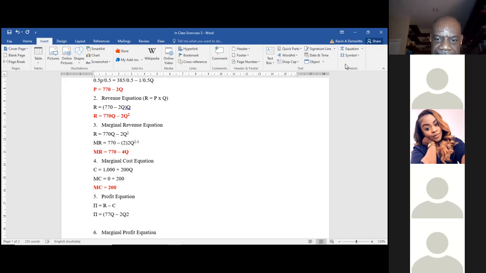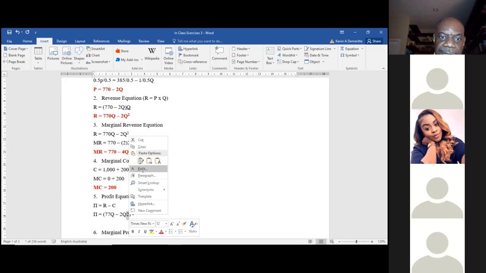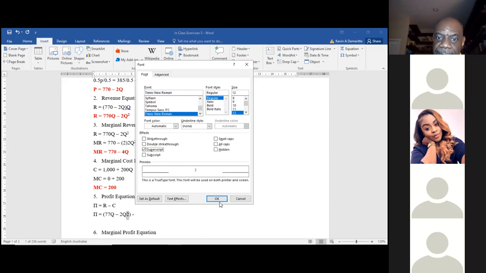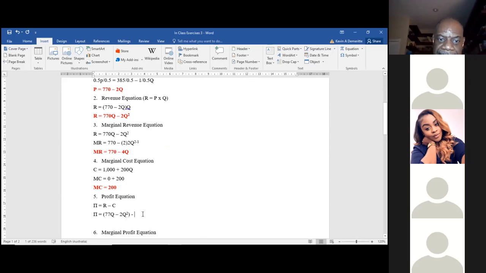I'll make the subscript. Font, superscript, actually subscript, and minus cost. And what's our cost? 1,000 plus. That look right?